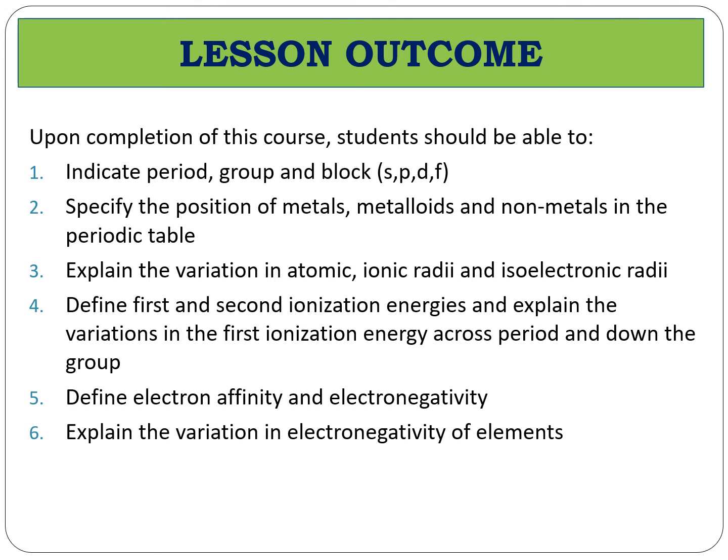So the lesson outcome, you must know what is the period, group and block, and specify the position of metals, metalloids, and where the non-metals are located in the periodic table. Explain the variation of atomic, ionic radii, and also isoelectronic radii. Define first and second ionization energy, and then define electron affinity and electronegativity. And also you must be able to explain the variation of electronegativity.